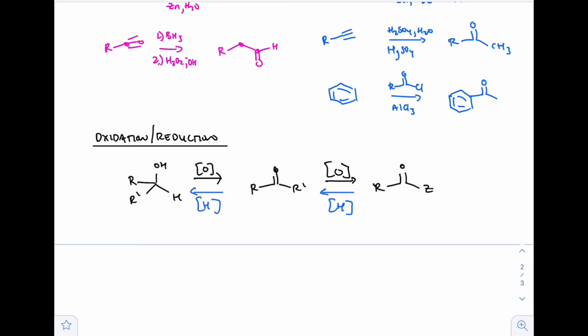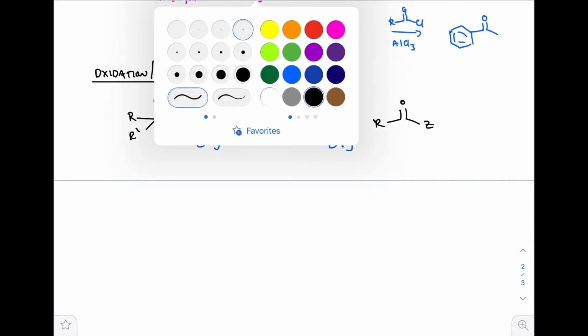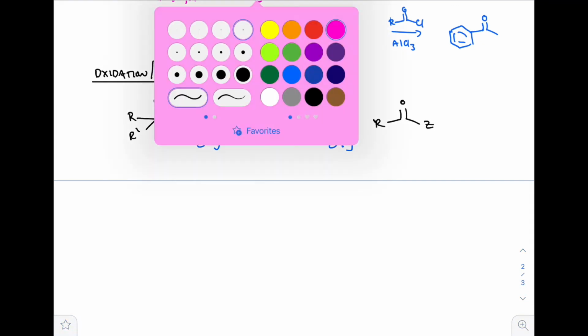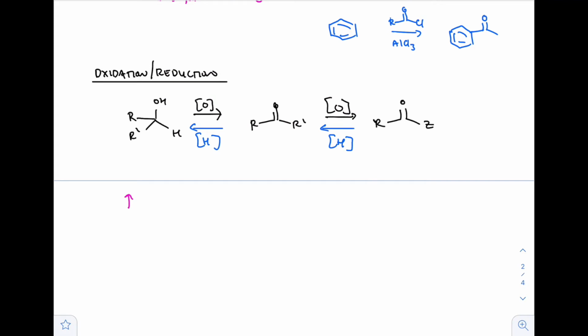And then the reduction process is going to be the opposite, right? Okay, so another way we can put this in words is if we have an increase in the number of CZ bonds and/or a decrease in the number of CH bonds, then that's oxidation.